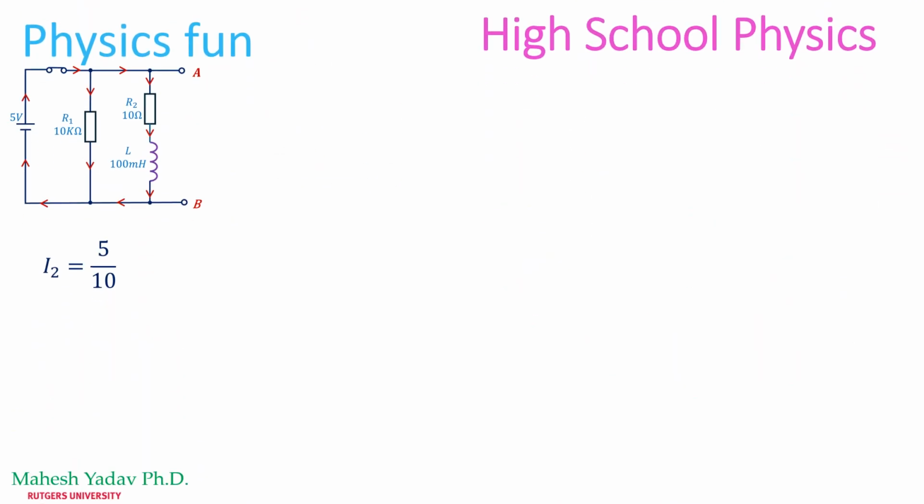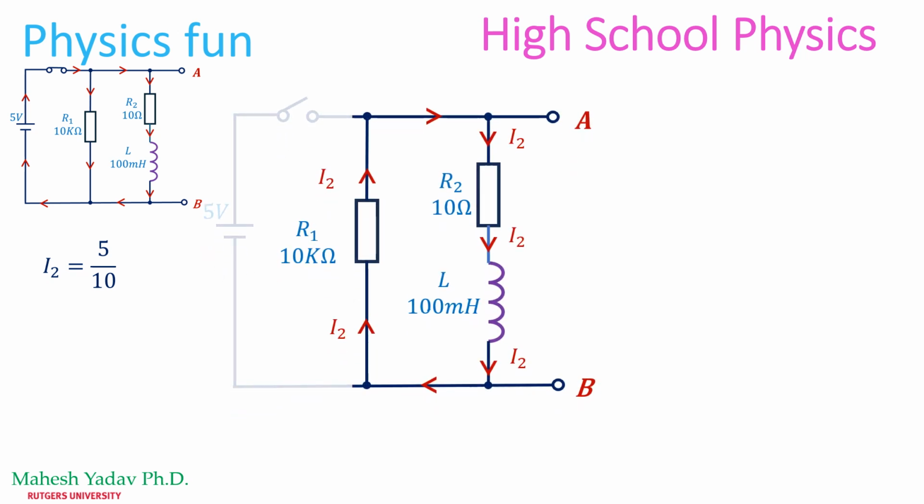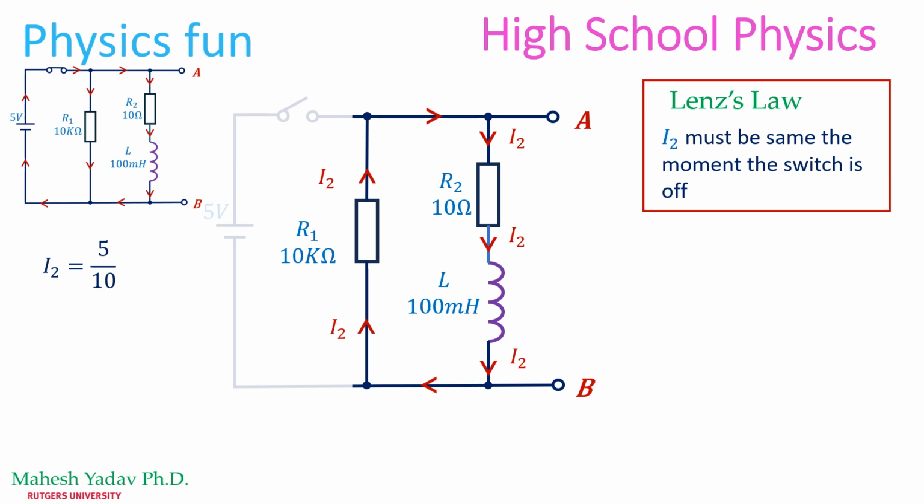Let me keep the circuit from the previous page so you see the difference. When we switch off, the battery part of the circuit becomes dead. Yet at that instant when the switch is off, the inductance springs into action, and it makes sure the current in the inductor remains the same. This is due to the famous Lenz law. A high school student who knows physics also knows this, but he may not be fluent in applying it.